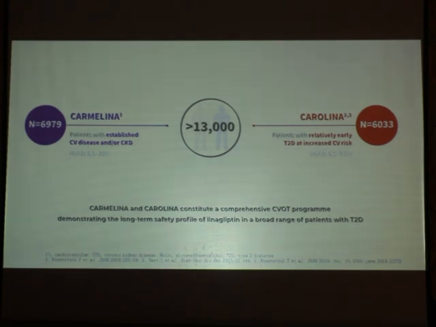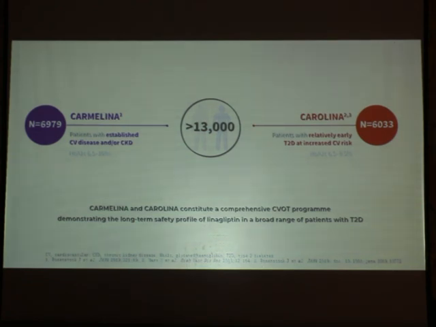And what was different between CAROLINA and CARMELINA? Understand this. CAROLINA had patients with relatively early type 2 diabetes and increased cardiovascular risk. So we had patients who were early into the disease, and nearly more than 6,000 patients. Their HbA1c varied between 6.5 to 8.5%. And the CARMELINA trial had patients with established CV disease and/or CKD, again more than 6,000 patients. This included patients who were late into the disease: 10 years, 12 years, 15 years. CAROLINA: 2 years, 3 years, 4 years, 5 years. So we had a holistic trial between CARMELINA and CAROLINA having patients who were early in the disease and late into the disease.